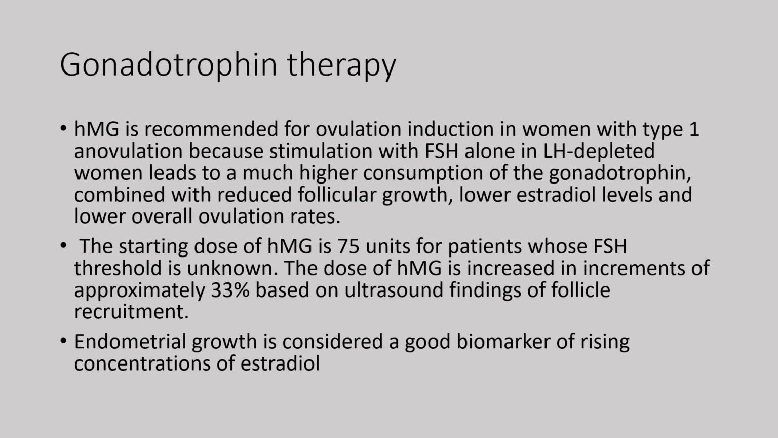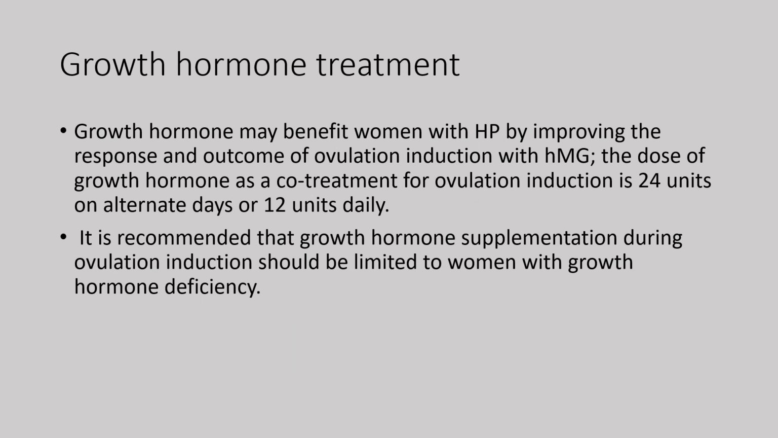Endometrial growth is considered a good biomarker for rising concentrations of estradiol. You don't have to do serum estradiol monitoring. If you are having good endometrial growth, that itself shows that the estradiol is produced in adequate amounts. Growth hormone does not have much role. It has a role only in patients who already have known growth hormone deficiency. Growth hormone may benefit women with hypopituitarism by improving the response and outcome of ovulation induction with HMG. The dose, if used for co-treatment for ovulation induction, is 24 units on alternate days or 12 units daily. So it is used only when you know that there is a growth hormone deficiency.